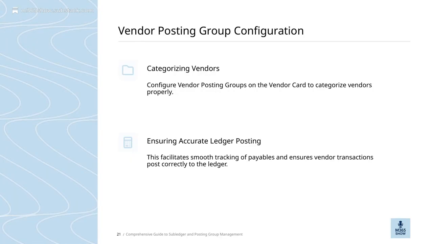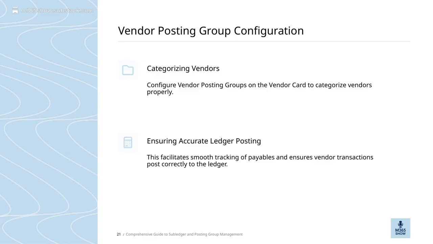Now, let's take a closer look at vendor posting group configuration. This step is crucial because it helps us keep track of payables more effectively and make sure that vendor transactions are posted correctly to the ledger. When we set up vendor posting groups, we're essentially creating a system to categorize our vendors in a way that aligns with our accounting processes. You do this by configuring the vendor posting groups directly on the vendor card. This allows us to classify vendors properly, which simplifies reporting and ensures accuracy in our financial data. Proper categorization is key here because it impacts how transactions are posted and how we interpret our payable data.